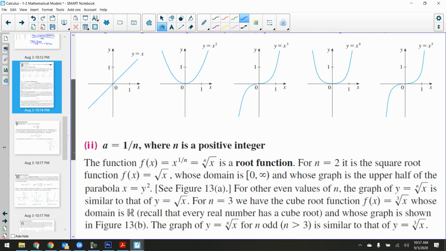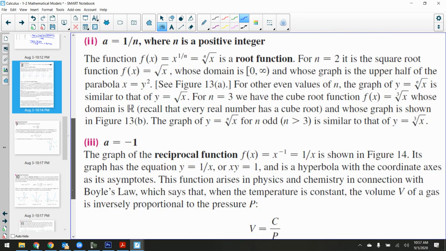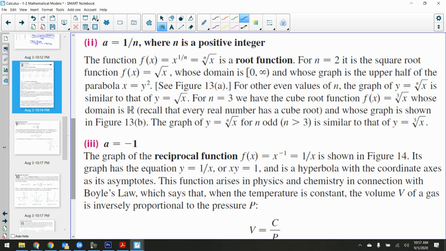And then the last one that we would have is a reciprocal function. That's when the exponent would be negative, like x to the negative first. That would be a reciprocal. In algebra 2, we studied inverse variations, and inverse variation would be a reciprocal. We talked about that when we talked about rational functions, which is the next one that we'll talk about tomorrow.